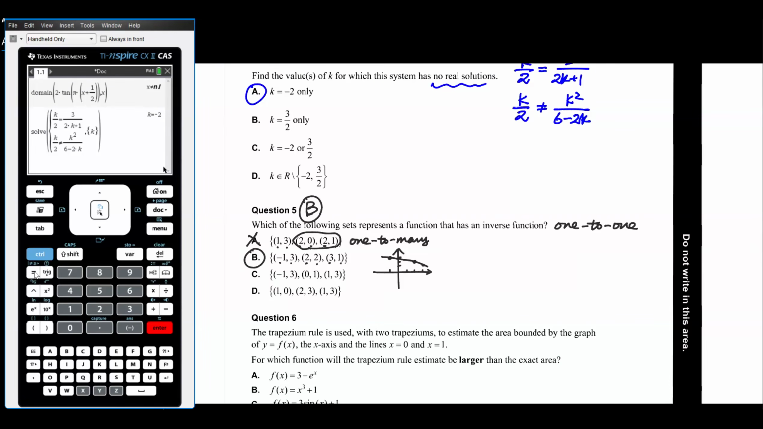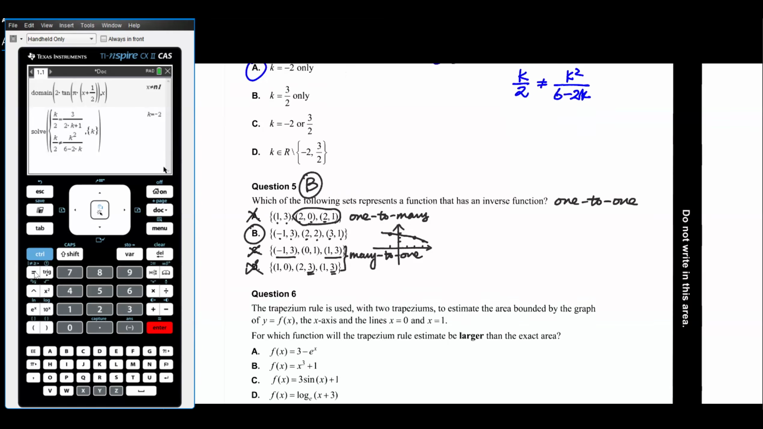Then if you look at option C, (minus 1, 3), (1, 3), different x value but the same y value, this is many-to-1. That's no good. And the last one, you also have (3, 3) here. That's many-to-1 as well. So we can't take option D.